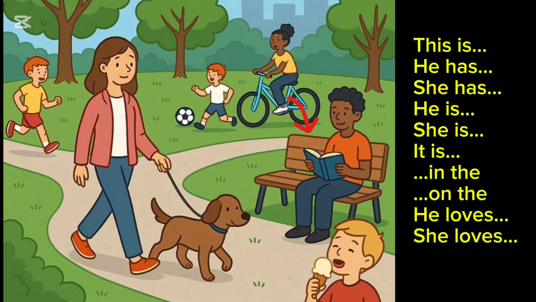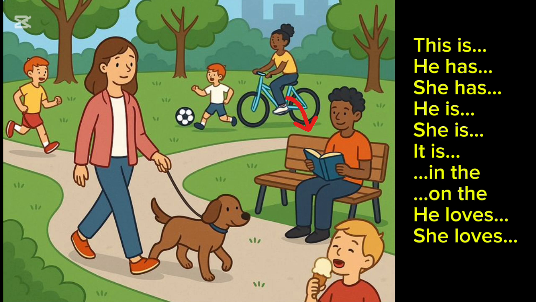This is a boy, or we can call him John. This is John. Or we can say, this is my friend John. Next structure, he has. Or we can say John has. John has curly hair. John has short hair. Or John has short black hair.